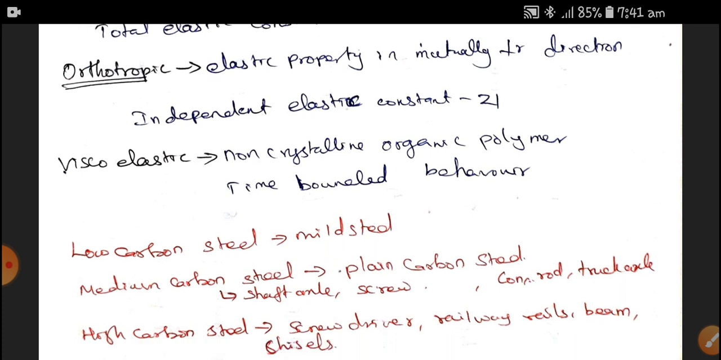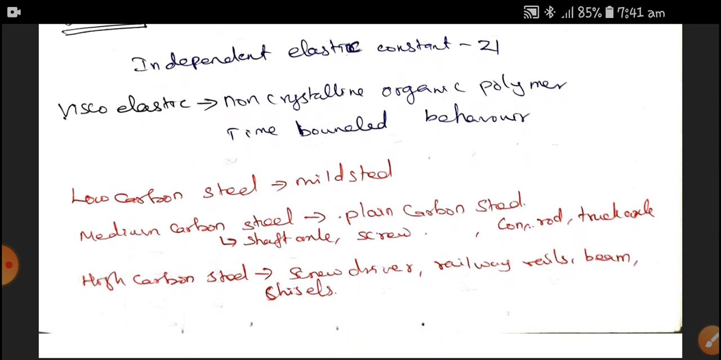Here, as I said earlier, low carbon steel is mild steel, and medium carbon steel is plain carbon steel, which is used for shafts, axles, screws, connecting rods, and truck axles. High carbon steel is used to manufacture screwdrivers, rail vanes, wheel beams, and chisels. Here we are going to see different structures. Nearly 5 different structures that we have to understand very nicely in this figure.